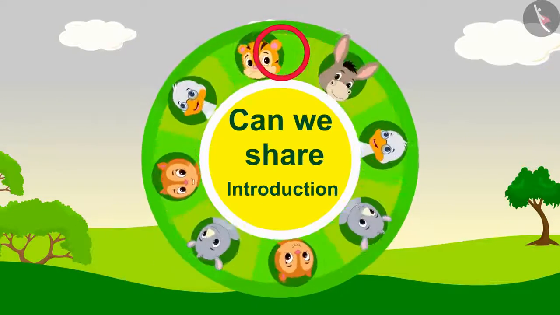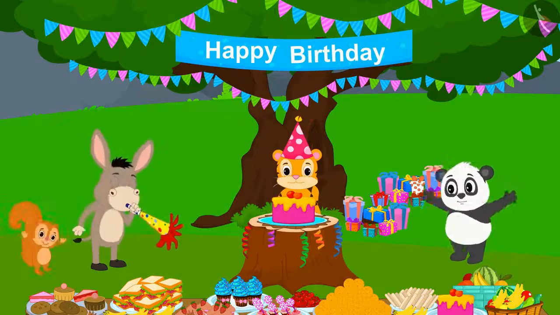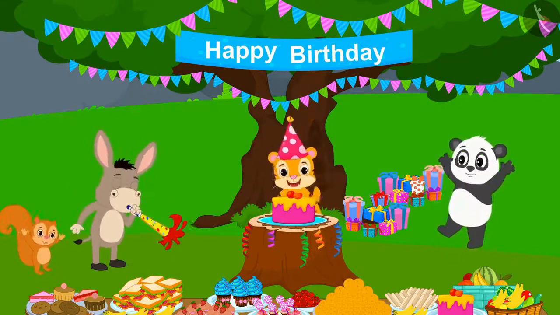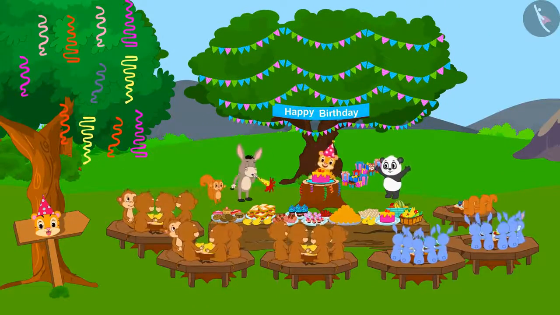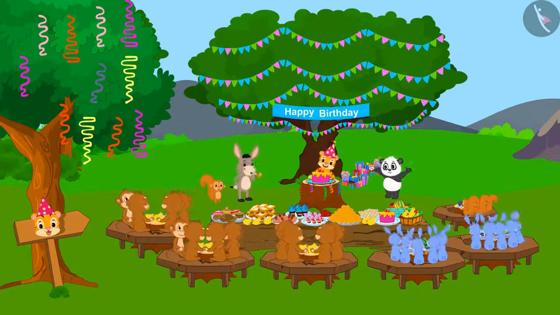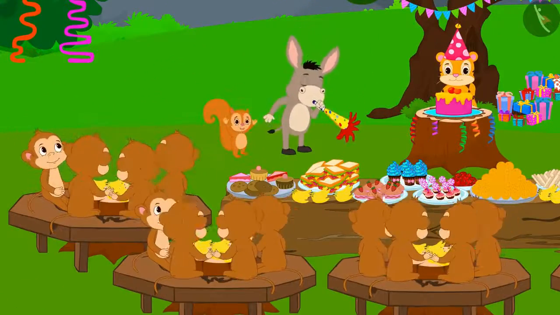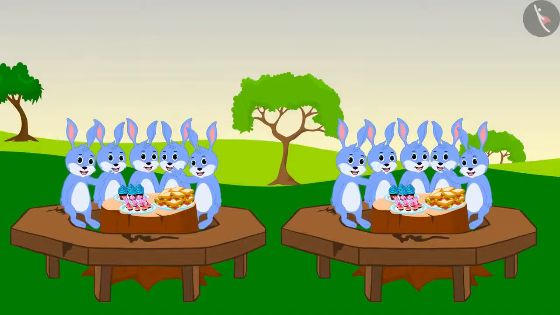Division, equal grouping. Today, it is the king of the forest, Sher Khan's birthday. All the animals of the forest have been invited for the birthday celebrations. Different animals are sitting in groups. Let us see how the rabbits are sitting.